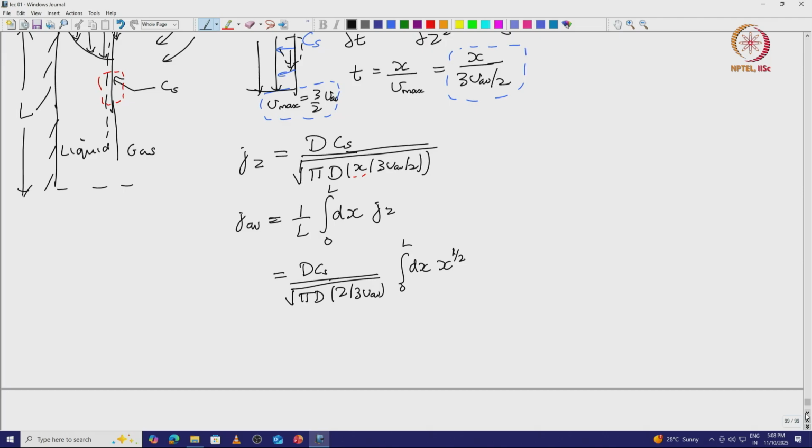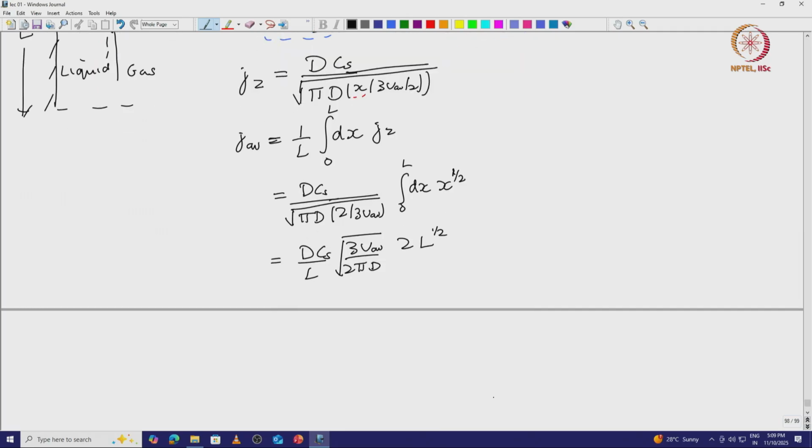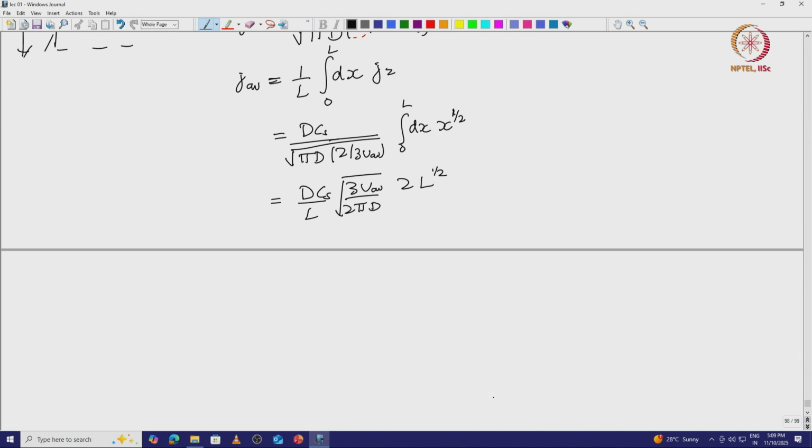So, based upon this, what I will get is that this J average is equal to D Cs by L into root of 3 V average by 2 pi D into 2 L to the power half. That is the average flux, if you average it over the streamwise direction.